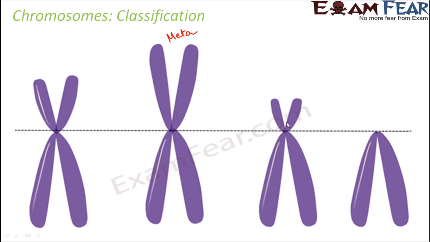Here they are of equal length. One arm is very small, while the other arm is very large. So this is acrocentric. What is this? It is at the end. Centromere is at the end. So this is telocentric. What is this? It is slightly deviated. So they are of unequal length. This is submetacentric. So these are the 4 types of chromosomes based on the position of the centromere.